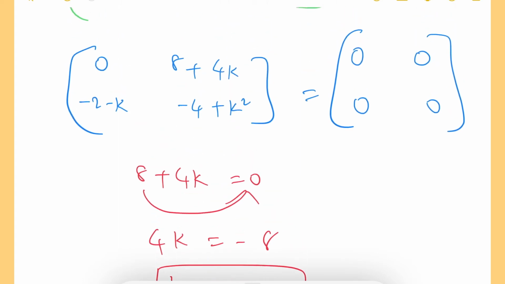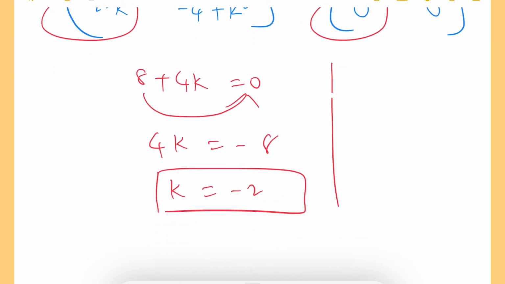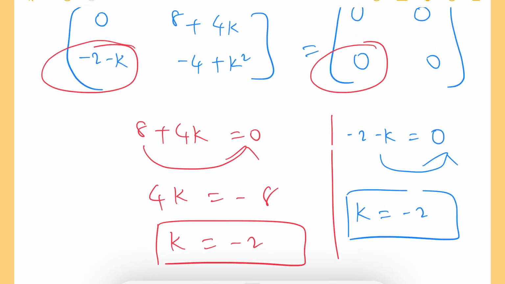Next, here already I got minus k value, but still I will go with one more number also, that is second row first column equals second row first column, that is minus 2 minus k is equal to 0. Minus k I will take to the other side, then it will become plus k, so k equals minus 2. So finally we can say that k value is nothing but minus 2.